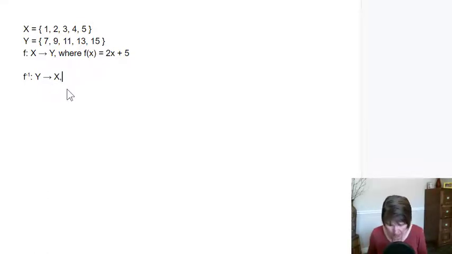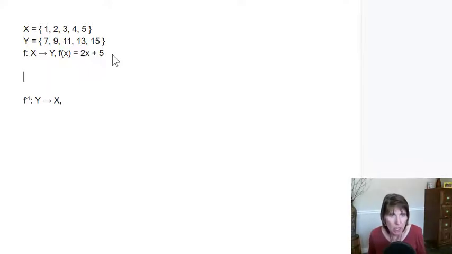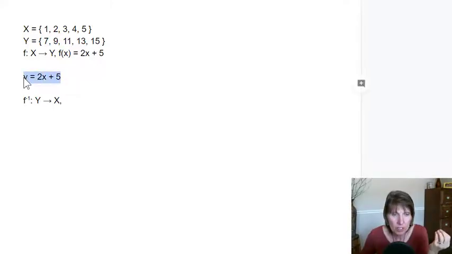And now we don't really need the "where", we can just simply say f of x here on both of them. And to do this, we have to compute it. So how do we do this? Well, this is really saying y equals 2x plus 5. So we know what the function is saying.